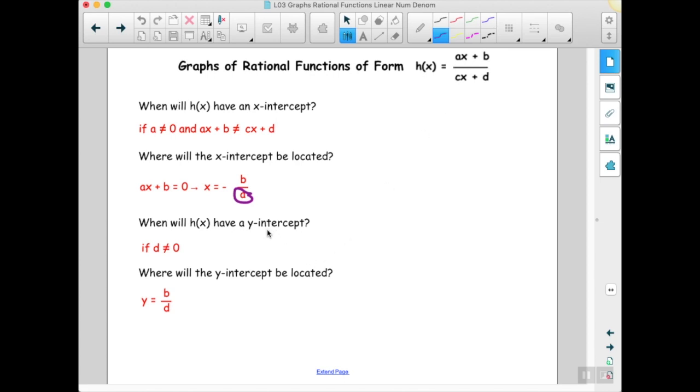When do we have a y-intercept? I guess it would be the same logic. To have a y-intercept, you're going to plug a 0 in for x. So when you plug a 0 in up here and up here, we would be left with b over d. And b over d would be defined as long as d wasn't 0. So we'll have a y-intercept as long as d isn't 0, and the y-intercept will be b over d.